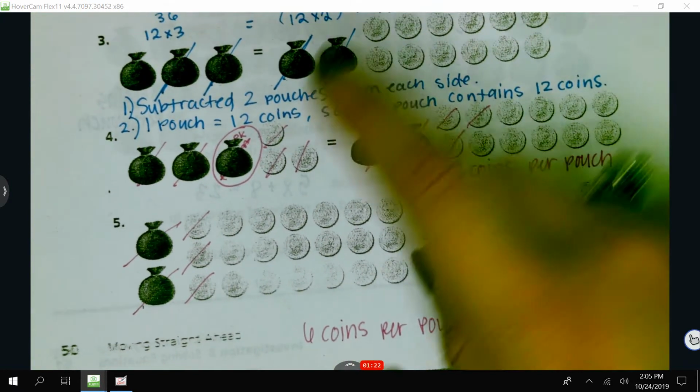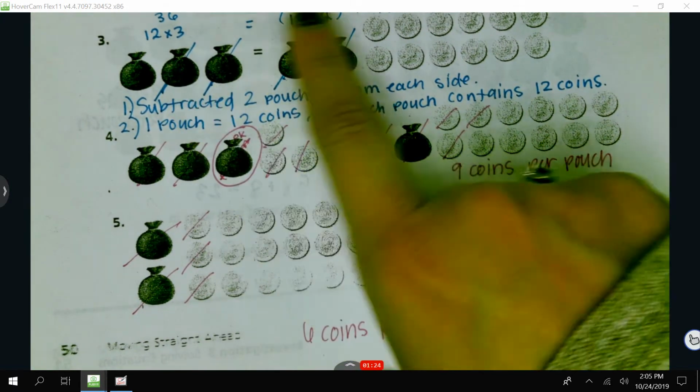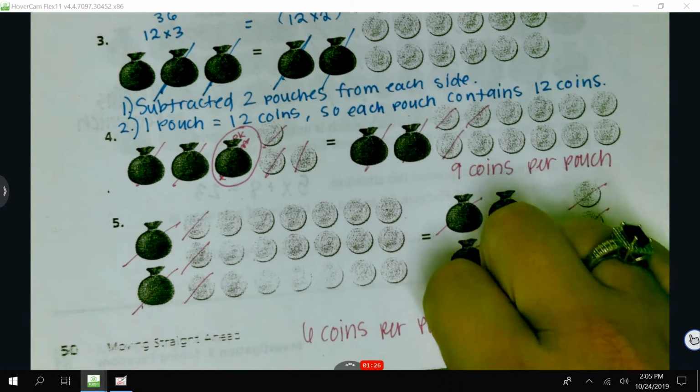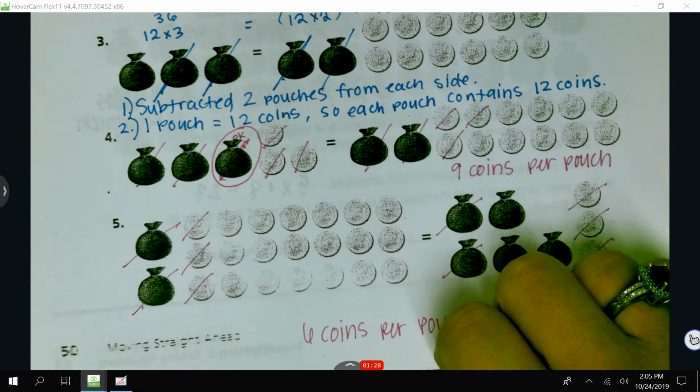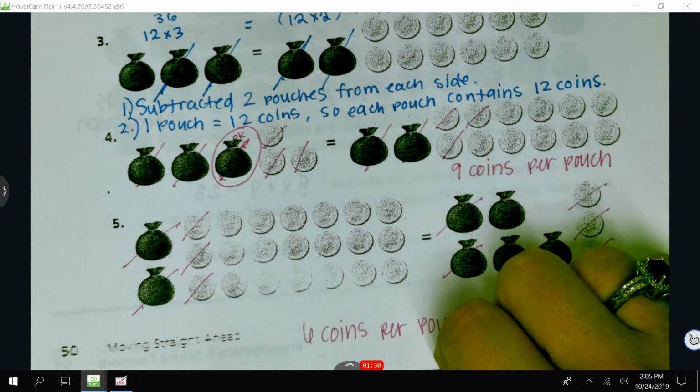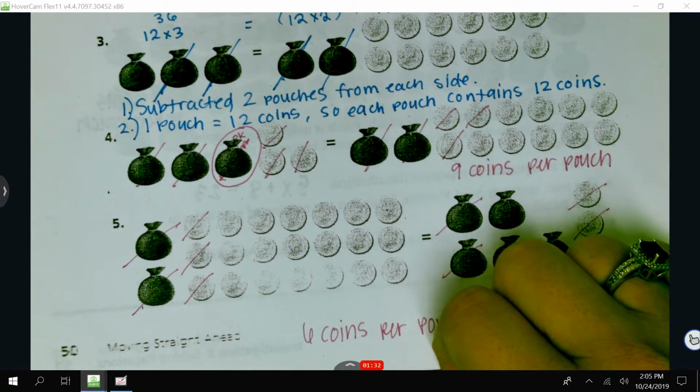See? I have pouches on both sides of my equal sign. So that's basically the same thing. We already learned how to do this. We just learned how to do it with coins and pouches. So now we're going to learn how to do it just simply with math. Okay?